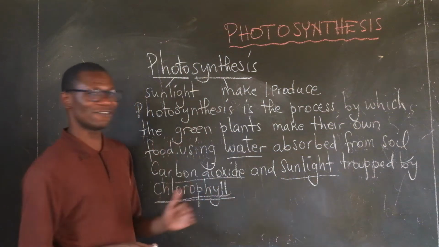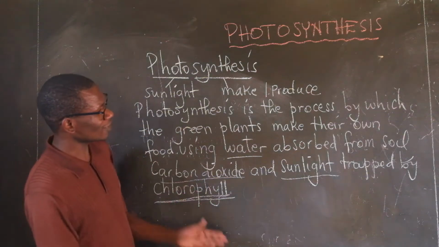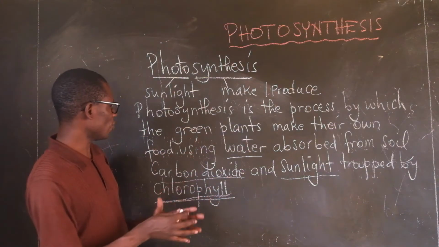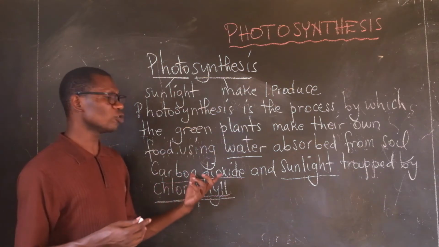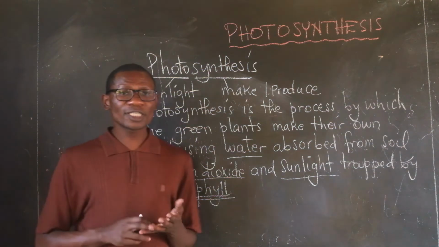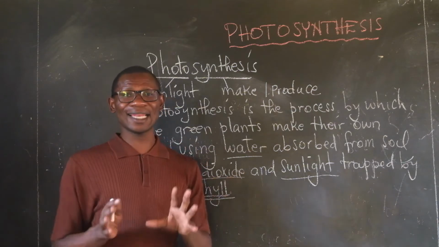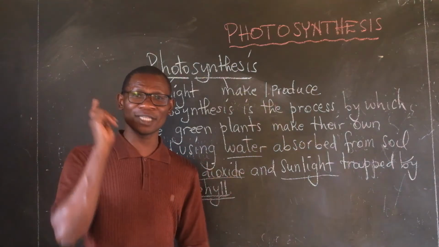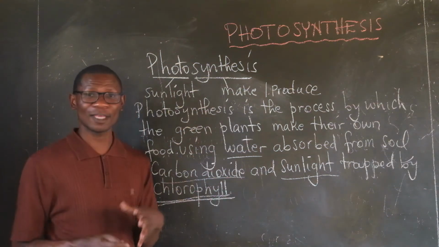The complete definition of photosynthesis is that photosynthesis is the process by which the green plants make their own food using water absorbed from the soil, using carbon dioxide from the atmosphere, and using the energy, the source of energy, which is the sun, and that energy must be trapped by the chlorophyll.